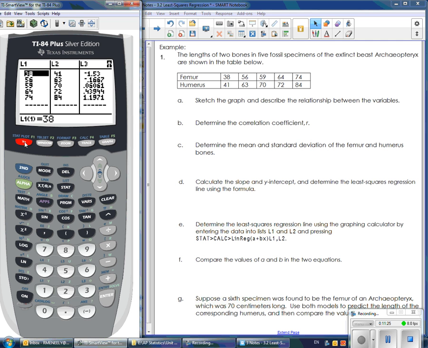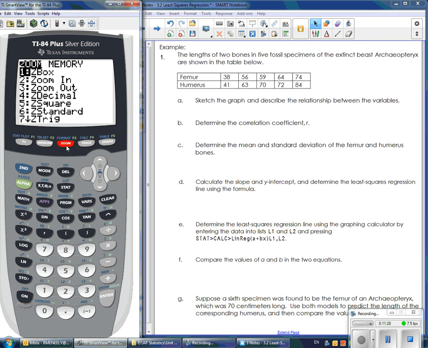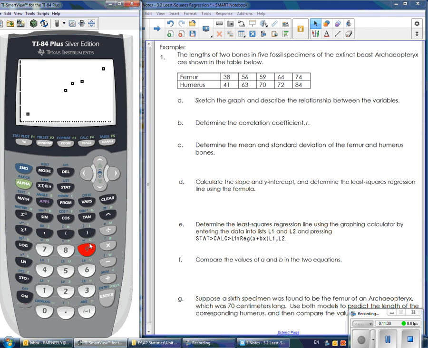I'm going to make sure my scatter plot is set up. And it is, so I'm going to go ahead and zoom 9. And so we've seen the scatter plot before. So I know that this is my femur, this is my humerus. Okay, so I know just by looking at the graph that there is a strong positive linear association between the length of the femur and the humerus. And I can basically tell that as the femur bone increases, the humerus bone is going to increase consistently.